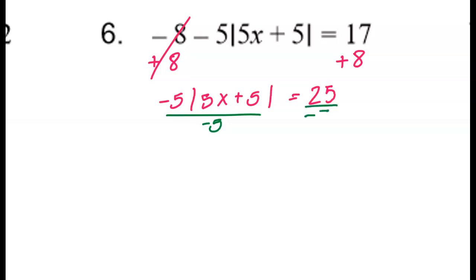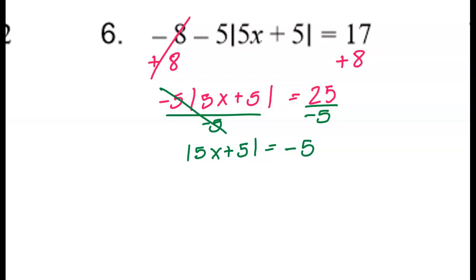Exactly. Yes. Divide negative 5 on both sides. So we have the absolute value of 5x plus 5 is equal to, what is 25 divided by negative 5? So a positive number divided by a negative number, I'm ending up with a negative 5.